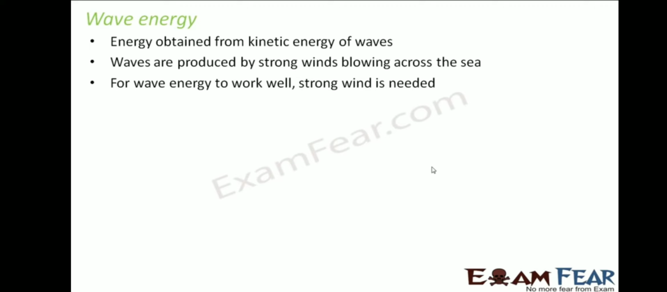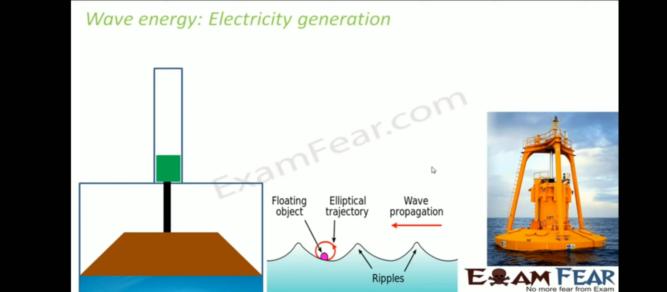So for wave energy to work well, strong wind is needed, because it is totally dependent on wind. If there is no wind, again, you won't have good wave energy to generate electricity or for any productive work as such. So wave energy is again utilized for electricity generation. As I mentioned before, electricity generation is an important aspect. Most of the energy resources which are found are all utilized for electricity generation. So let us see how we generate electricity from wave energy.